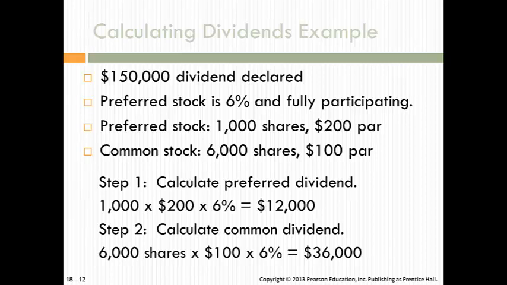Step 2 is to calculate the dividend to common stockholders. We do this the same way we did for the participating preferred stockholders. Multiply the number of shares times the par value per share by the percentage, and we arrive at $36,000.